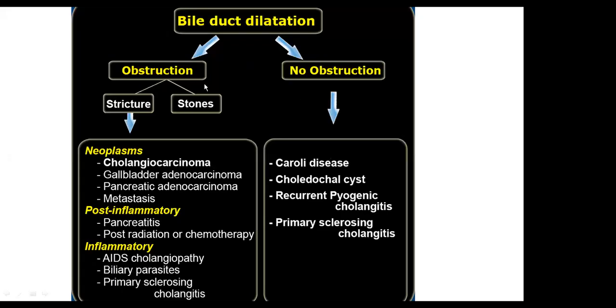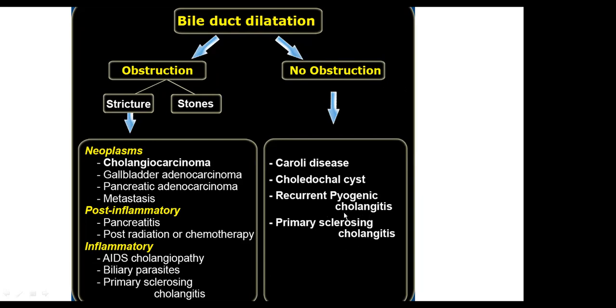So what is the differential diagnosis of intrahepatic bile duct dilatation? Either non-obstructive type or obstructive type. Obstructive is either stones or stricture, whether benign or malignant. While for the non-obstructive type, we have Caroli disease, choledochal cyst, recurrent pyogenic cholangitis, and primary sclerosing cholangitis.